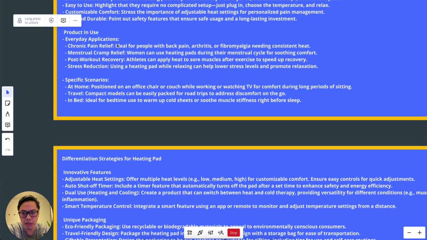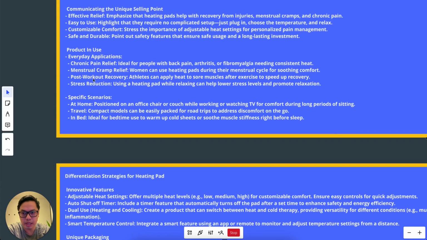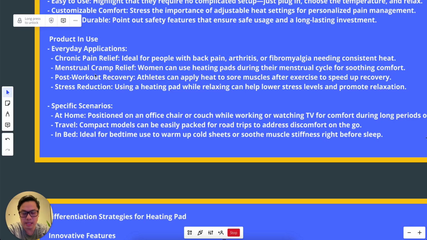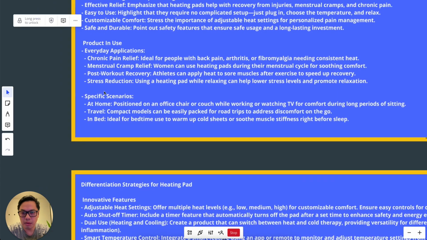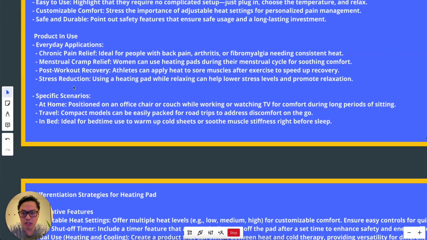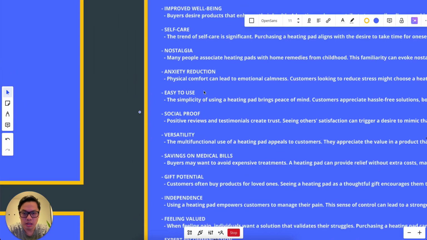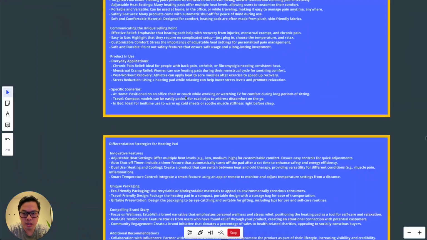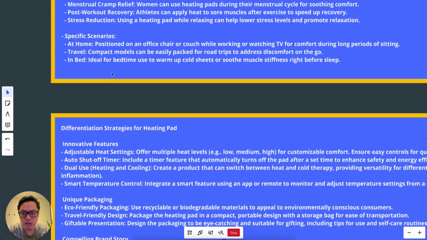Okay, so I'll pay attention to cramp. This is the first time it mentioned cramp relief. I believe I did see this in the keyword group, so I'll see how large this one is. Post-workout recovery, again, that's going to be the third buyer persona. Stress reduction, so that's that emotional one, or anxiety reduction.